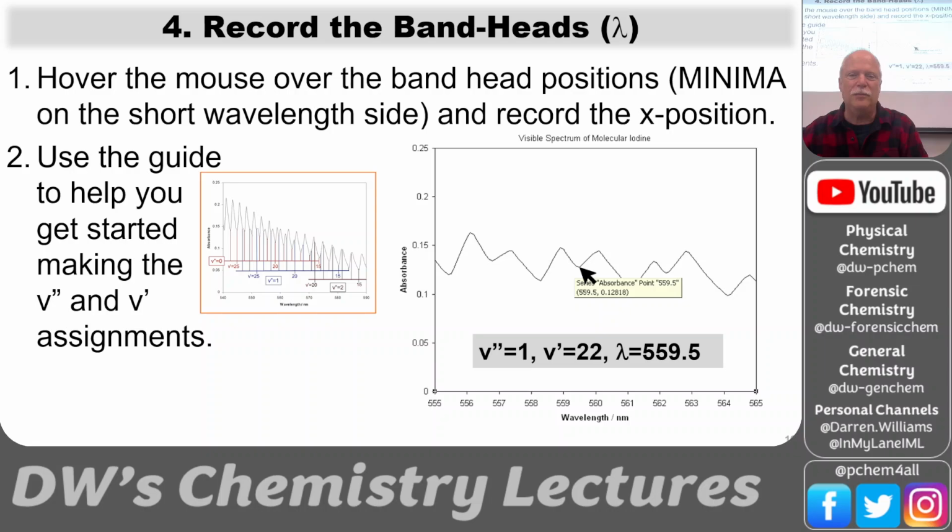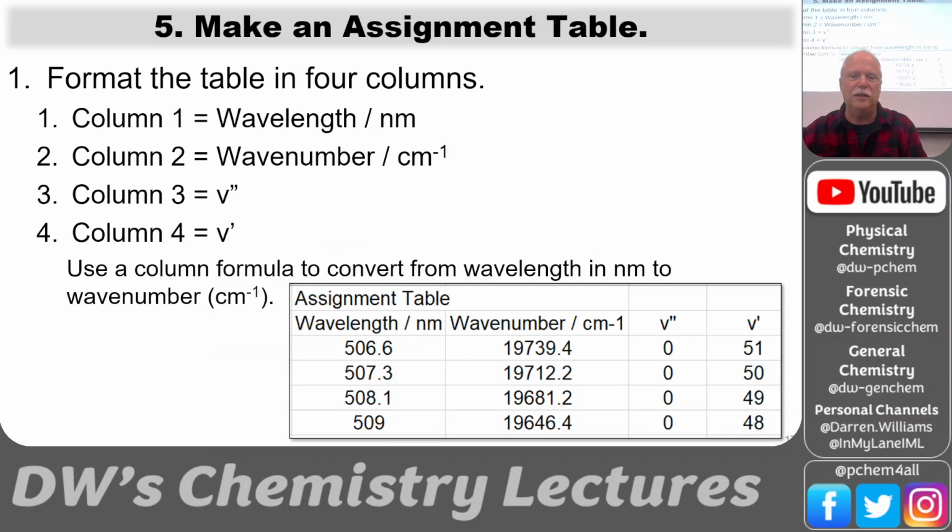Okay. We're doing minima on the short wavelength side. Use that guide to help you get started. Okay, so this is what you'll have as an assignment table, where you have all of your wavelengths. You'll convert them to wave number, okay, which is 10 to the 7th divided by wavelength. Okay. And then assign your V primes and V double primes, and you'll have the whole table assigned. And then you can do your regression.